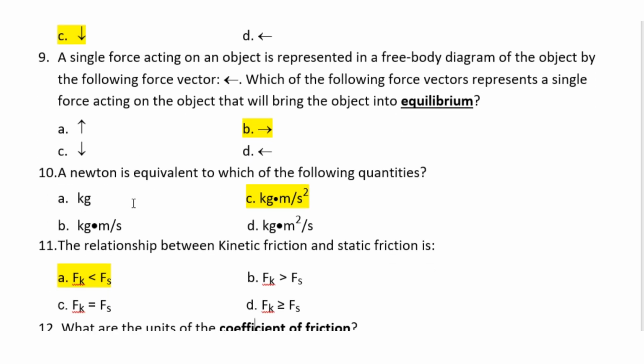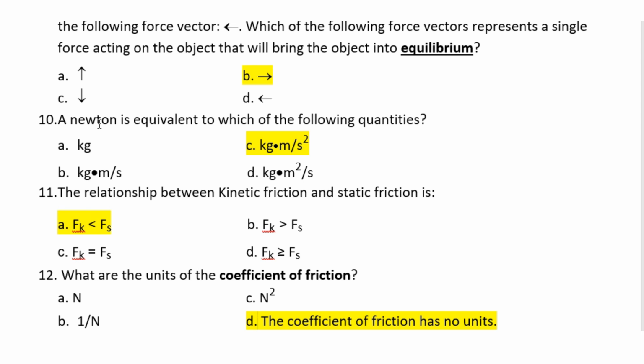Okay, 10. A Newton is equivalent to which of the following quantities? So Newton equal what? Force equals mass times acceleration, if you remember. So what's the unit of mass? It is kilogram. What's the unit of acceleration? It is meter per second squared. So C will be correct.